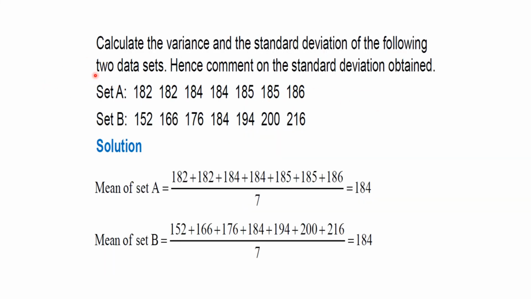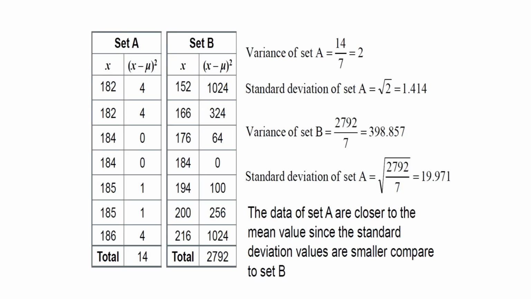For example, calculate the variance and standard deviation of the following two data sets. Hence, comment on the standard deviation obtained. So you have set A and set B. We find the mean of set A first. Why do we need to find the mean first? Because if you look at the previous slide, the formula has a mu, and that symbol mu is actually the mean, right? So you need to identify the mean first. You identify the mean of set A and of set B individually, and then you calculate the standard deviations.